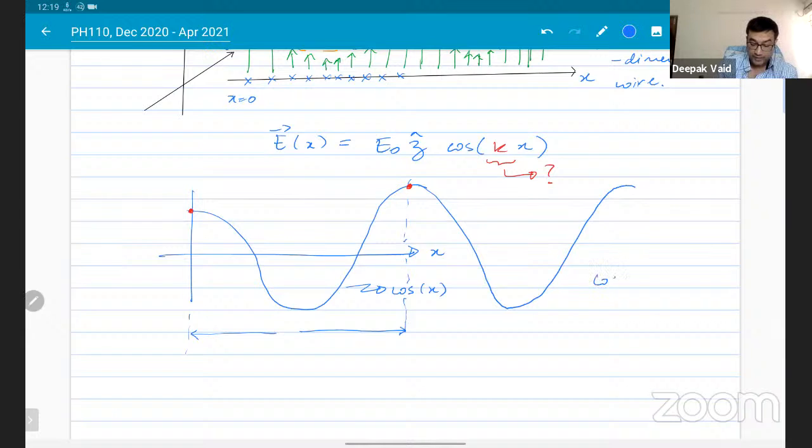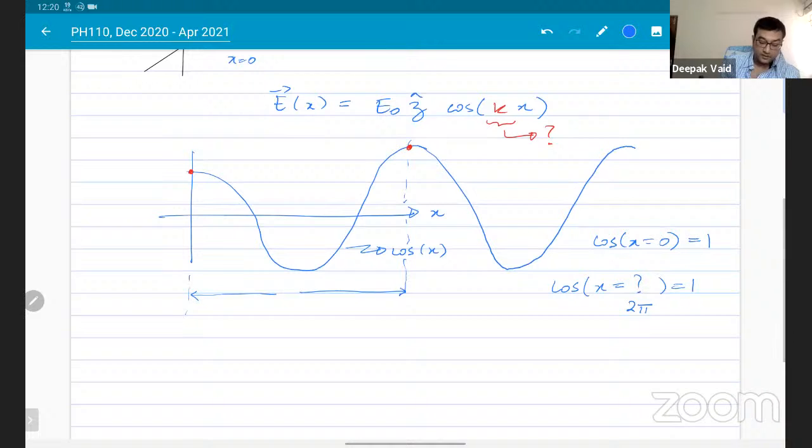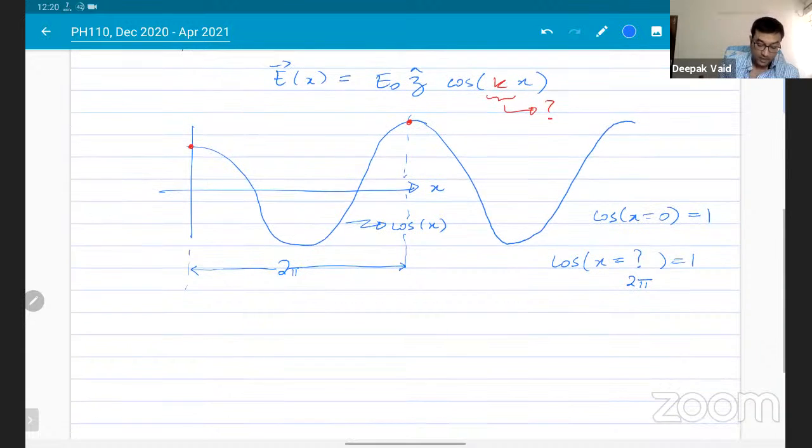So if I have cosine of x equal to 0, it is 1. What is the next value of x at which cosine is equal to 1? This is at 2 pi, right? So what is this length? This length is 2 pi. So I would say that if I think of this as a wave, the wavelength lambda is equal to 2 pi, right?